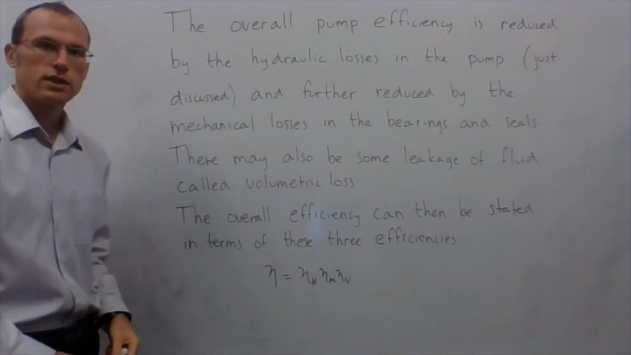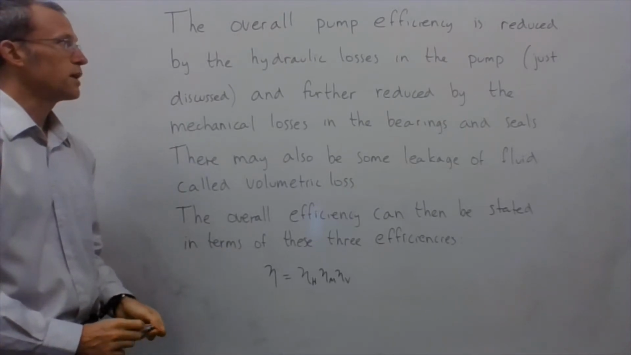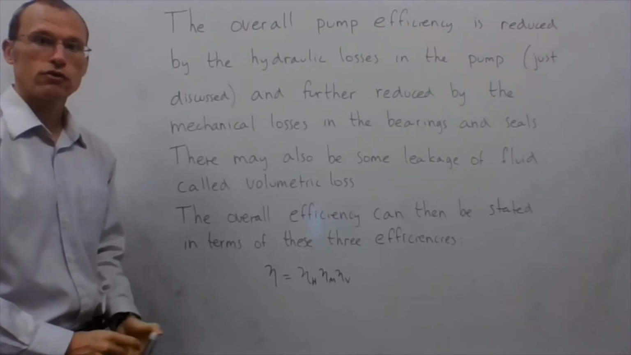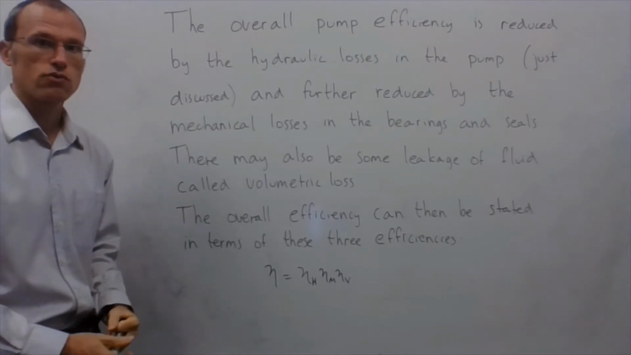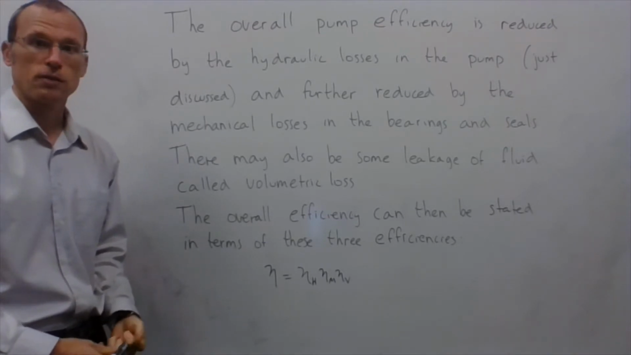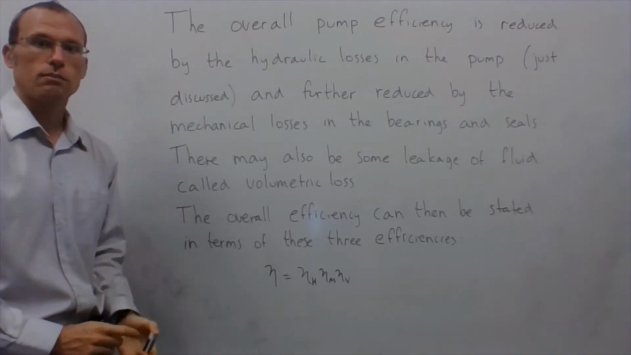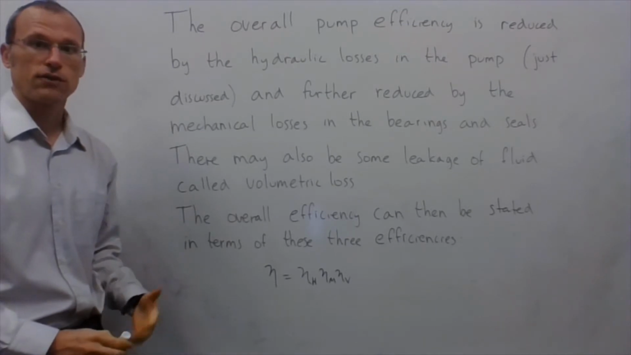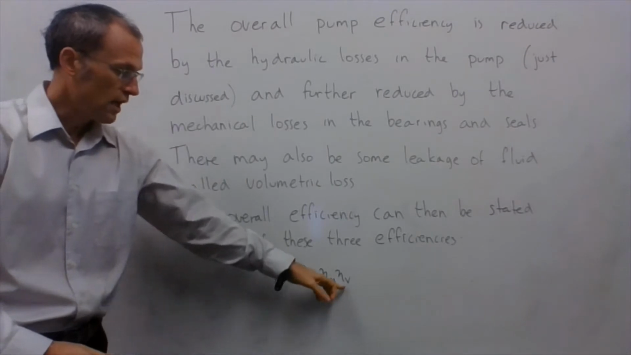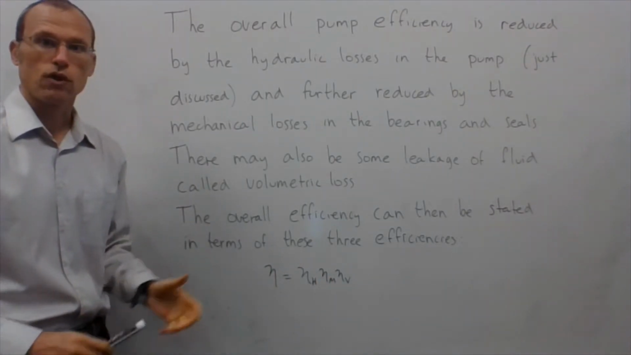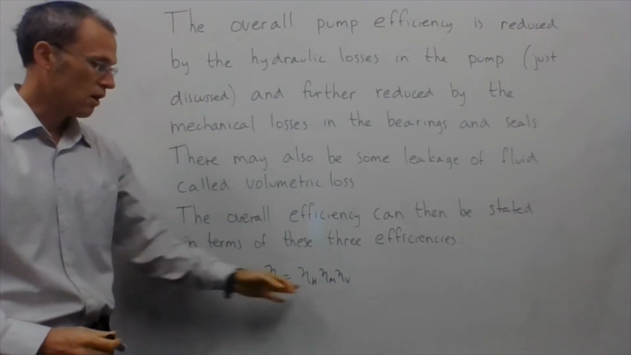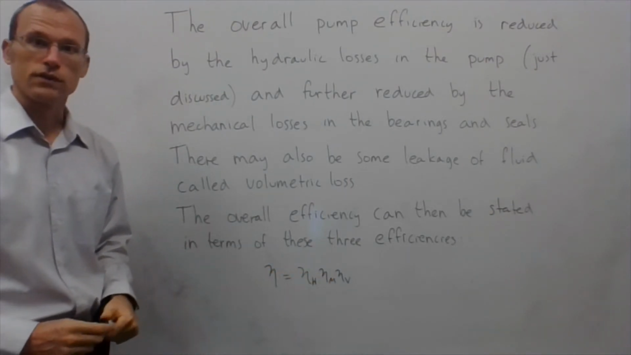So overall pump efficiency, as we just saw, is reduced by the hydraulic losses in the pump. But it could also be reduced by any sort of mechanical losses through the bearings or seals, as well as possibly some leakage of fluid, called volumetric loss. So the overall pump efficiency is actually a product of these three efficiencies: hydraulic efficiency, mechanical efficiency, and volumetric efficiency, all multiplied together gives the overall efficiency for the pump.